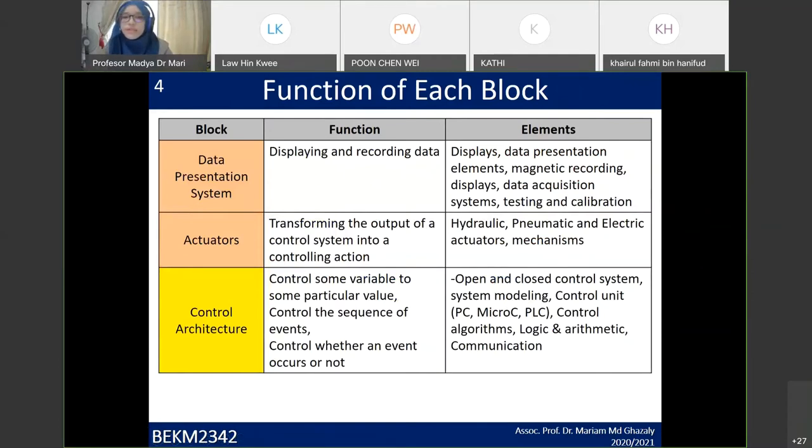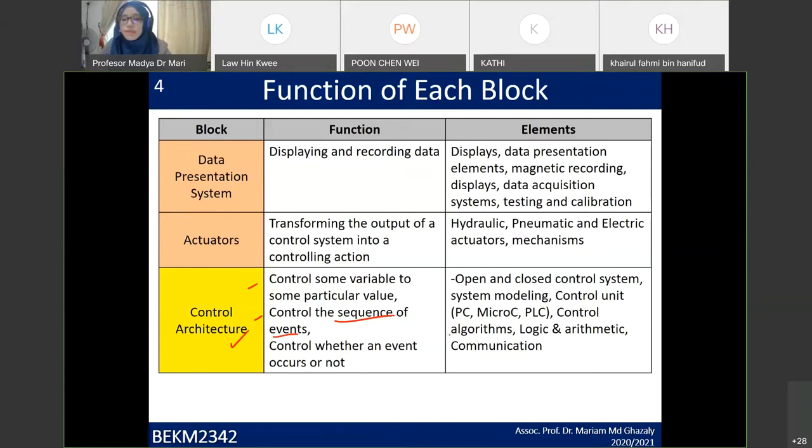So the function of the block for the control architecture is that you may want to control some variable to some particular value. For example, you want to control the displacement, the angle, or the displacement in millimeter, meter, or micrometer, or you want to control the sequence of events. Where do you actually use this sequence of events? Normally you will use the PLC controller.